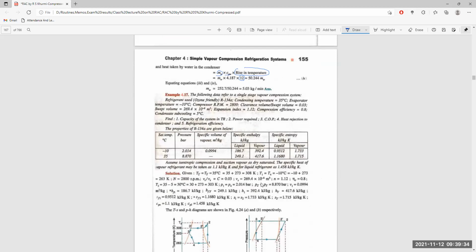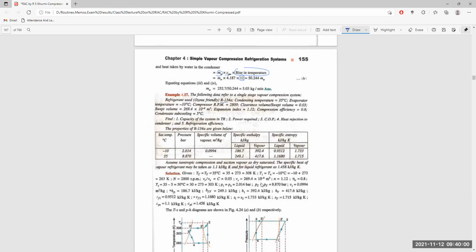The following data is required for a single stage vapor compression system itself. The refrigerant is an ozone friendly refrigerant, which does not reduce the ozone content in the air. That is R134a, which is the most widely used refrigerant in our refrigeration systems, especially the domestic refrigerators as well as the air conditioners.